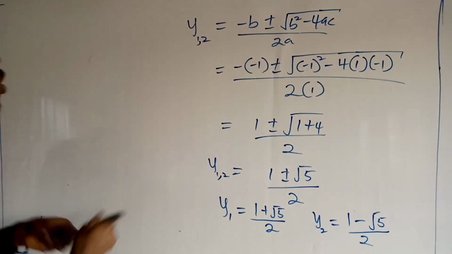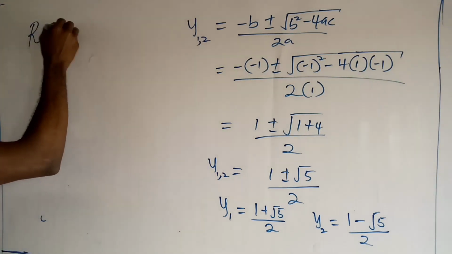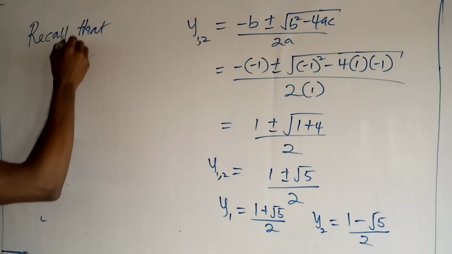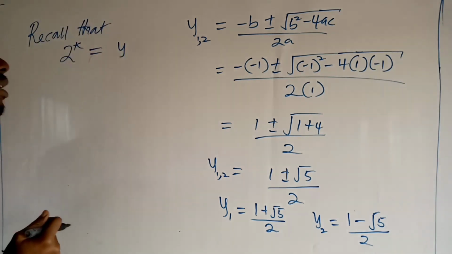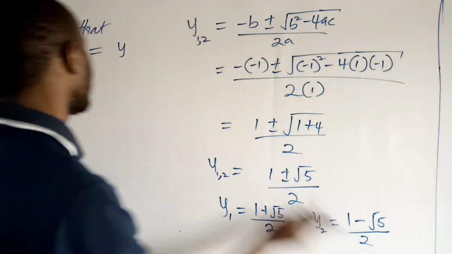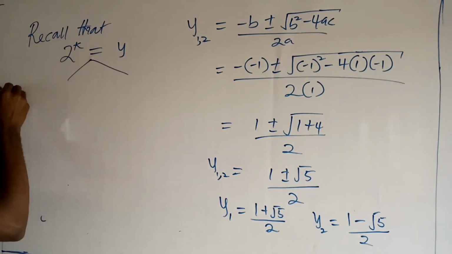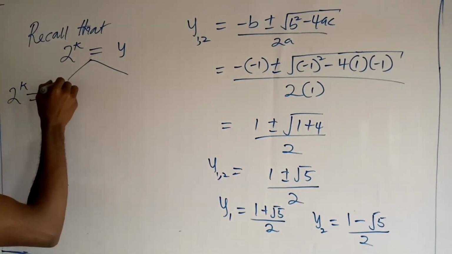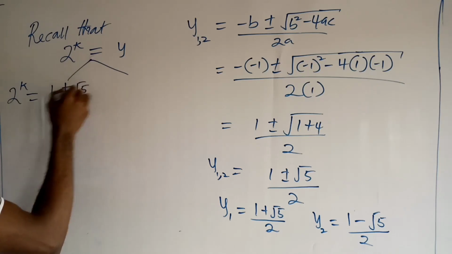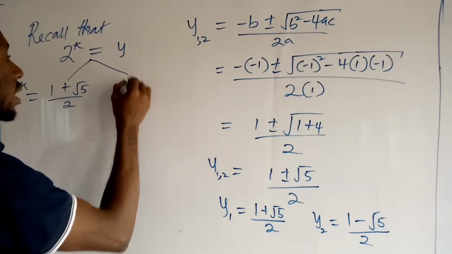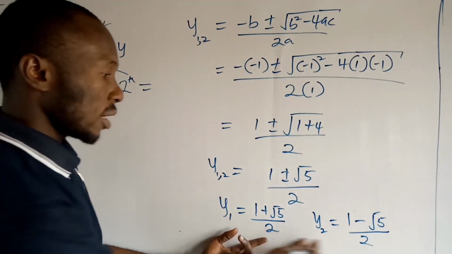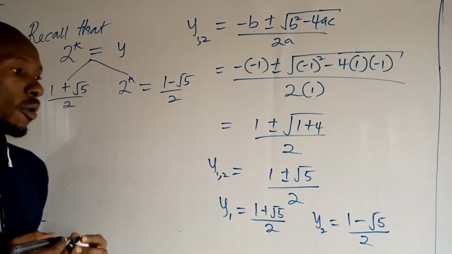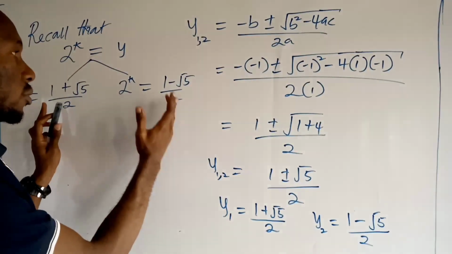Okay, viewers, so you have to recall that 2 to the power k is equal to y. And now we have two values of y, so I'm going to split it up like this. We have 2 to the power k is equal to the first value of y, which is 1 plus root 5 over 2, and 2 to the power k is equal to the second value of y, which is 1 minus root 5 over 2. Okay, viewers, I want us to analyze these two solutions.